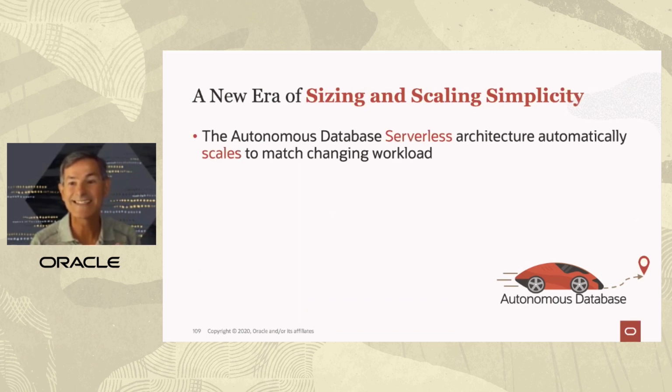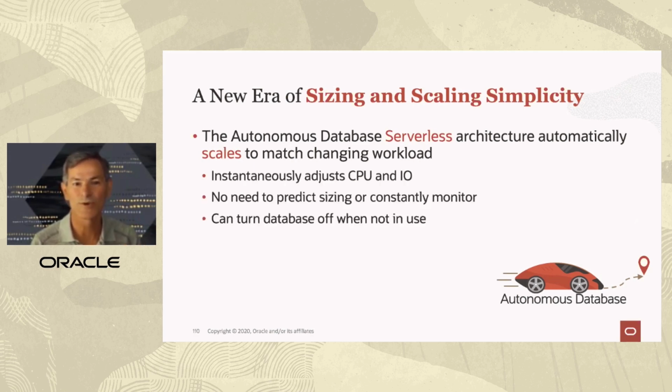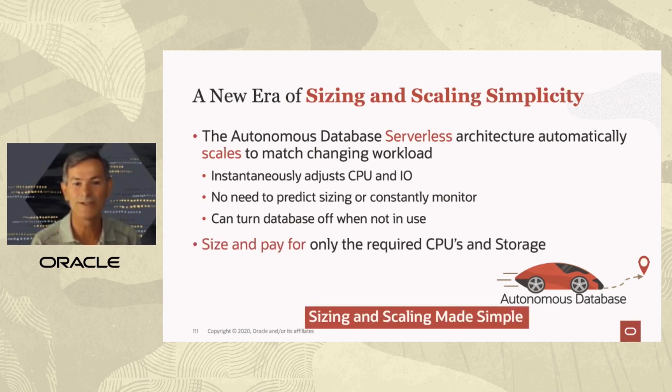Finally, sizing and scaling. So Autonomous Database uses a serverless architecture that automatically scales to match the changing workload. So we can instantaneously adjust the CPU and IO. So you can grow the CPU, shrink the CPU, grow the IO, shrink the IO dynamically without having a restart. There's no need to predict sizing ahead of time or constantly monitor to make sure the sizing is correct. And also, it can go all the way down to turning the database off when it's not in use. And a big benefit of this is that you size and pay for only the CPUs and storage that you actually use. So it dramatically lowers costs.